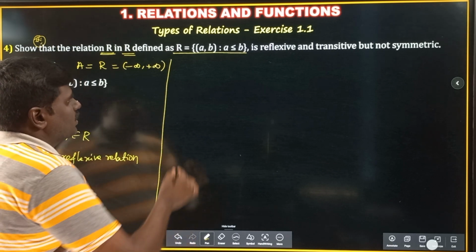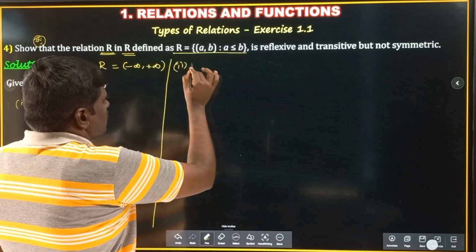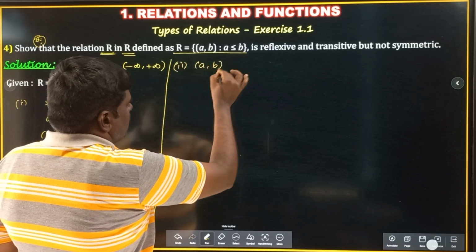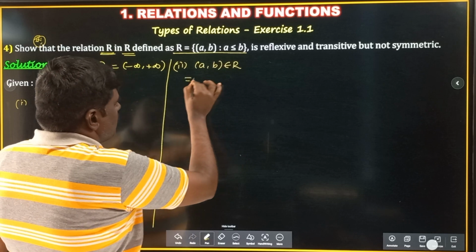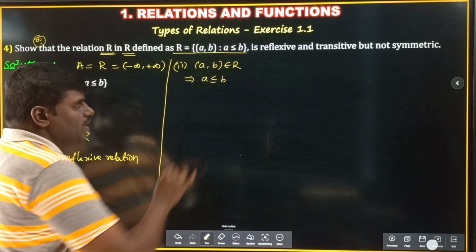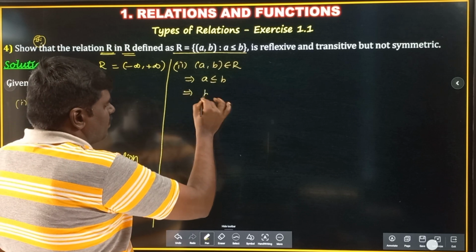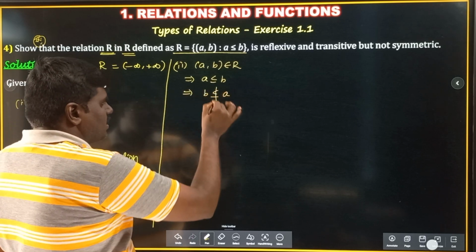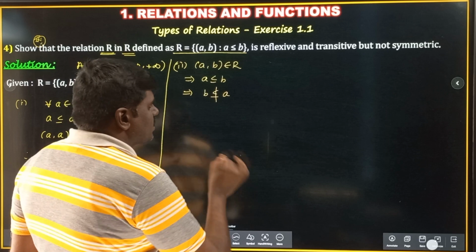Reflexive is done. Now check symmetric. The symmetric condition: take (a, b) belongs to R. So the condition satisfied is a ≤ b. Then if a ≤ b, is b ≤ a possible or not? It is not possible.